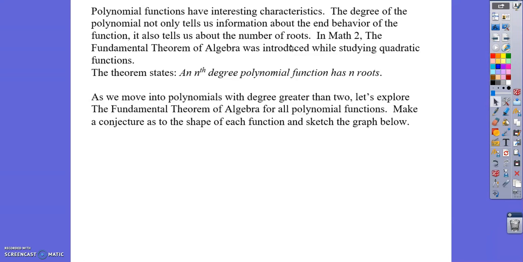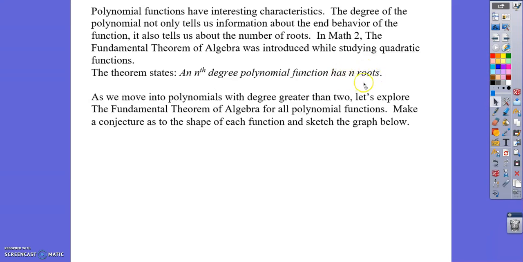has 2 roots. So in Math 2, we talked about the fundamental theorem of algebra, which states that an nth degree polynomial function has n roots, or solutions. So keep that in mind. That's how we got back to, in Math 2, the complex numbers. That's how we introduced them.